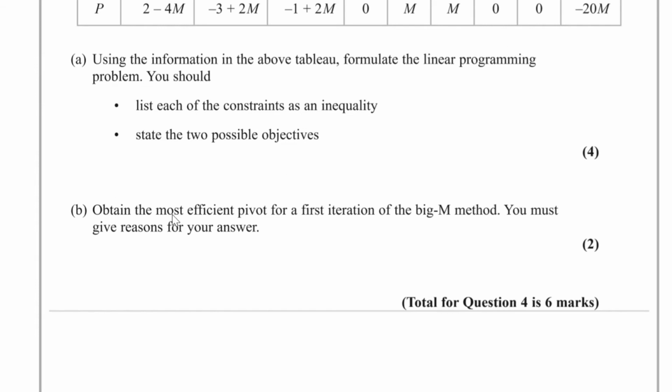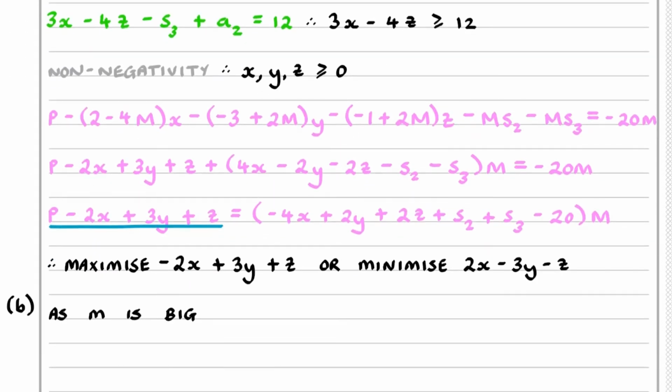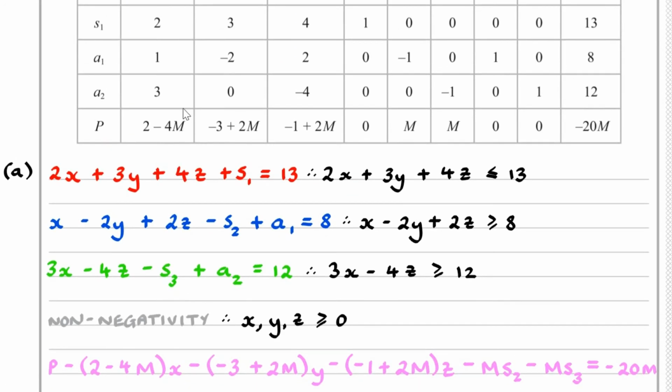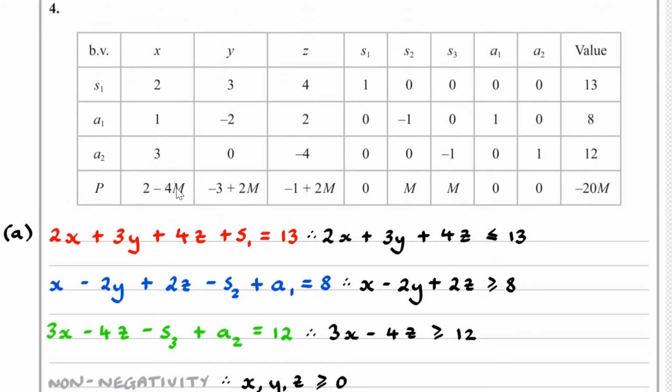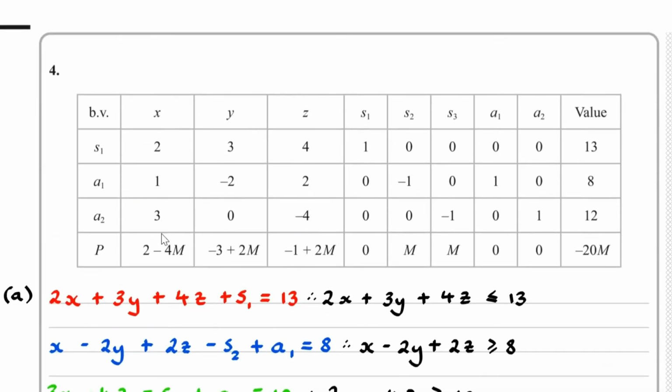For part B, we have to obtain the most efficient pivot for a first iteration of the Big M method. You must give reasons for your answer. First of all, we know that M is big. And because M is big, the only negative in the objective row is 2 subtract 4M. That will be this over here. This will give us a negative entry because we are subtracting 4 lots of a very, very big number from 2. So what that means is the pivot is in the X column.